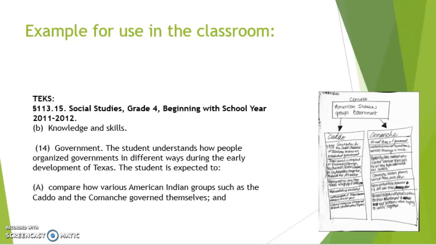So a very simple example of how to use this concept map would be, the main idea here would be American Indian groups government. We went ahead and branched out into two different branches, one for the Caddo and one for the Comanche. Below, we've listed here a couple examples of ways that the Caddo and the Comanche govern themselves.